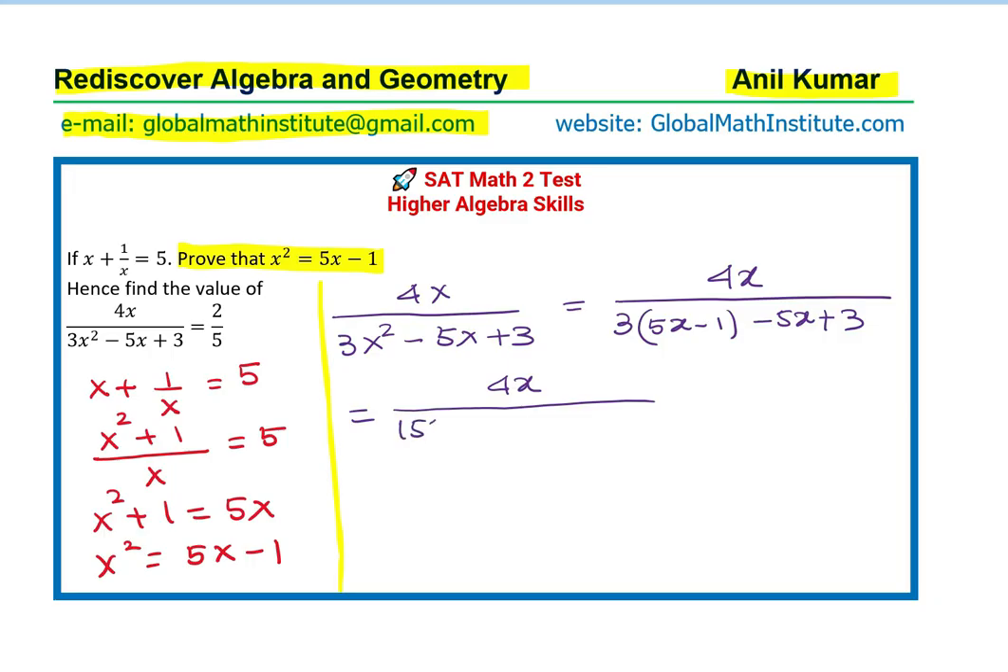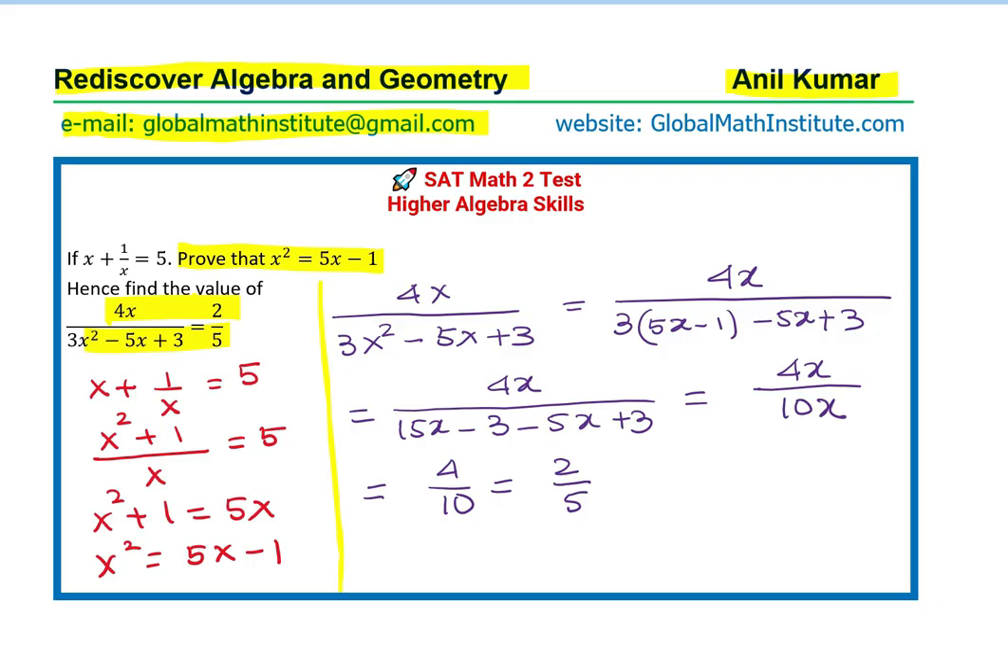We get 15x minus 3 minus 5x plus 3. Minus 3 plus 3 cancel. We have 4x over 15x minus 5x, which is 10x. So that simplifies: x and x cancel, 4 over 10, and that is 2 over 5, correct? So we know now this expression is indeed equal to 2 over 5.